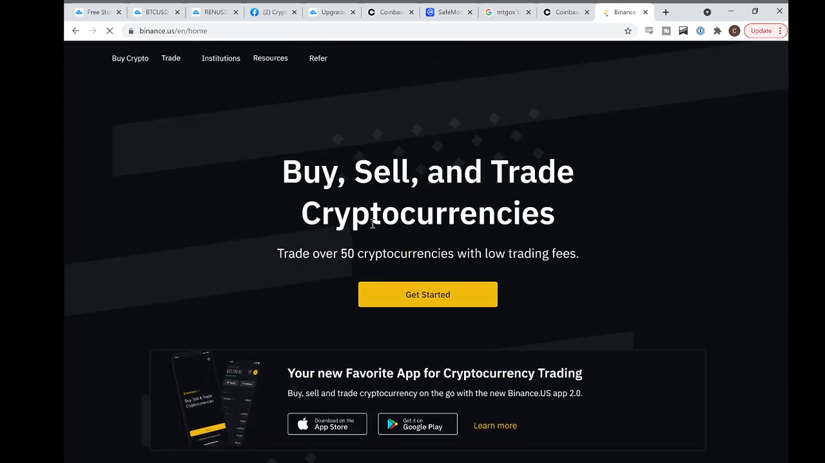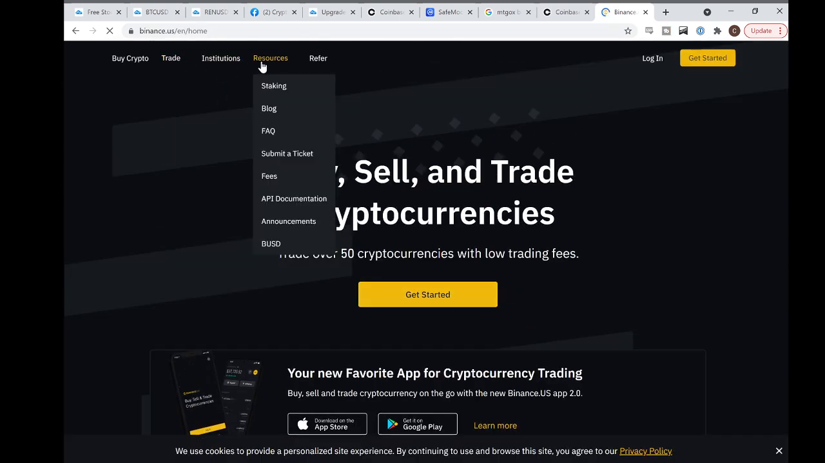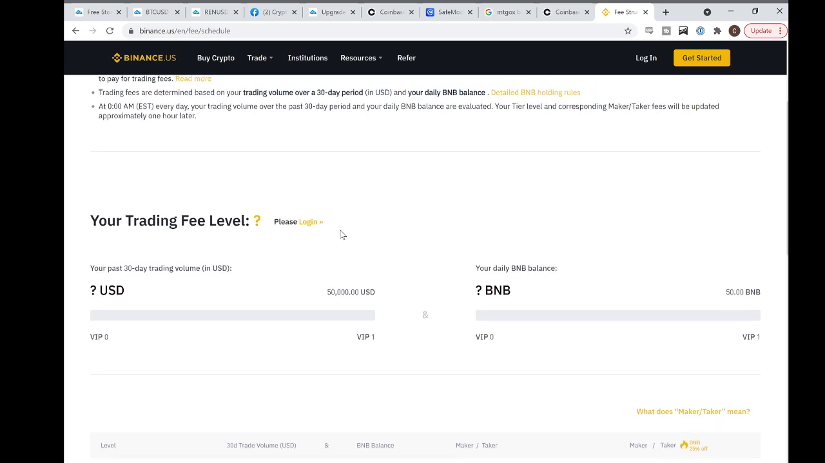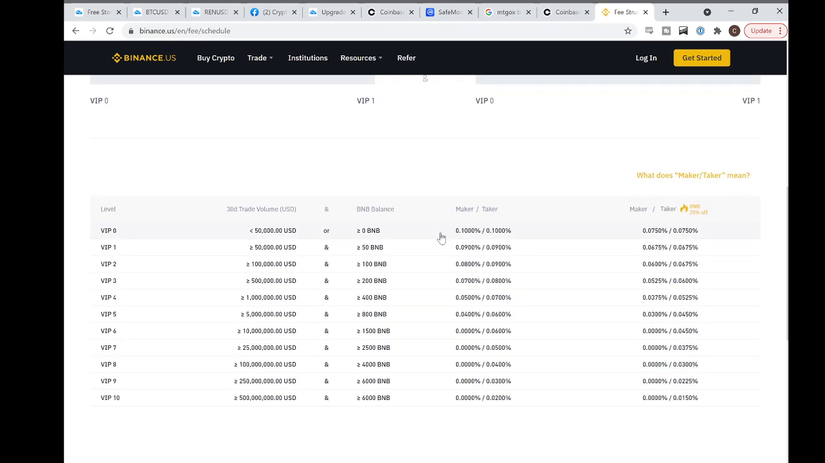If I remember correctly, to give you an idea of what we're looking at, fees should be right here. Their fee structure is 0.1% for the lowest level. And if you use BNB to trade, which is what I do, it's only 0.075%. So this is, if I remember correctly, like 15 times lower in fees than using Coinbase.